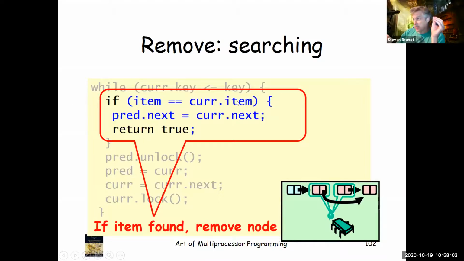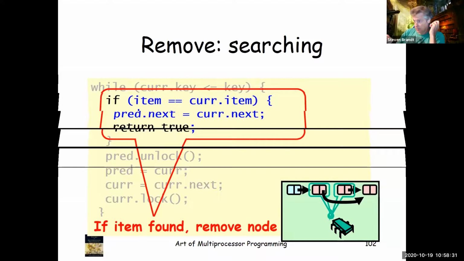So if the item is equal to the current item, then we're going to say pred.next is cur.next. Okay, this is how you remove. So, you saw that arrow swing from, like, A to C. This is how it's done. We take the next pointer here on the predecessor and we make it the same as the next pointer on the current item. And then we can return true. Does that make sense?